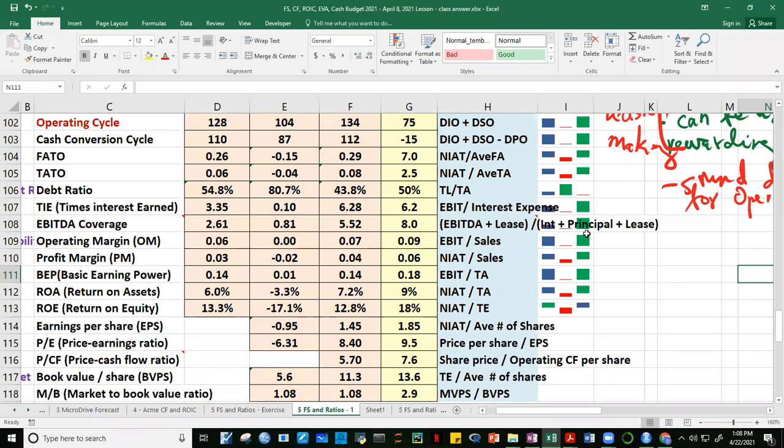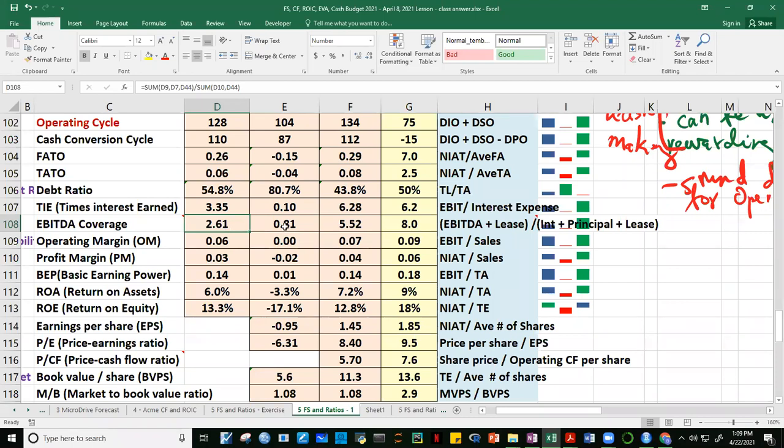That's related to debt, no? Interest expense, principal, and lease. So ito yung EBITDA. So you can see here, guys, yung EBITDA coverage ng company. So it has 2 pesos and 61 centavos in order to pay its interest, principal, and lease.